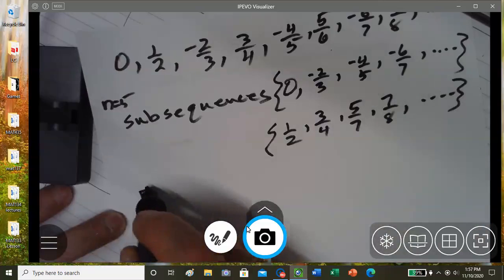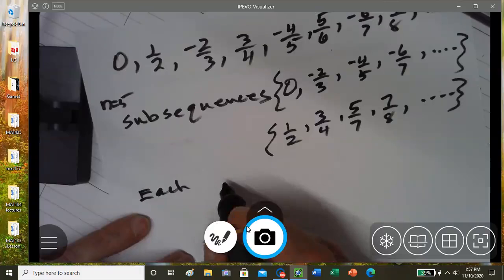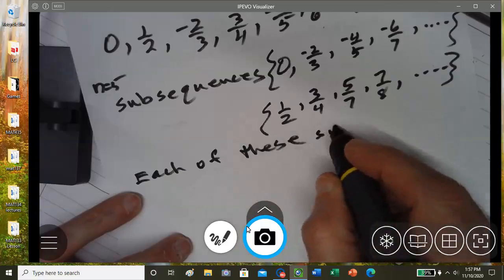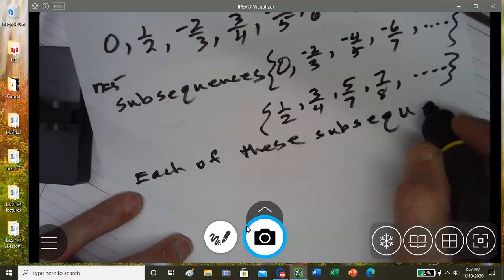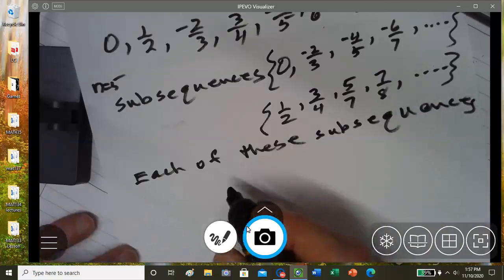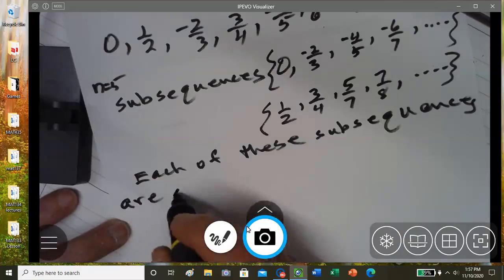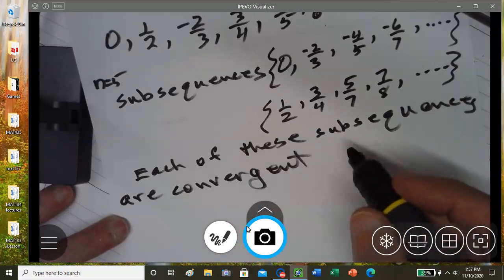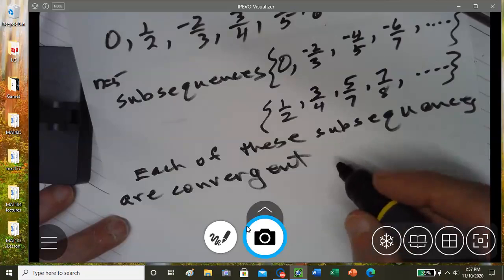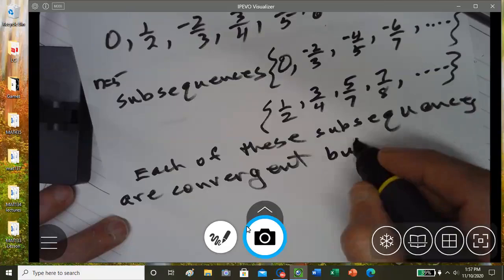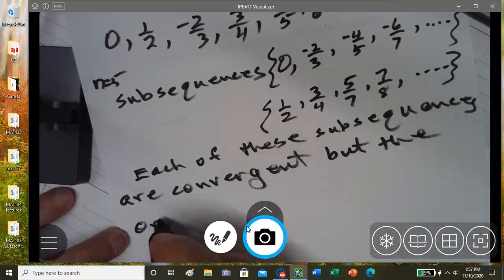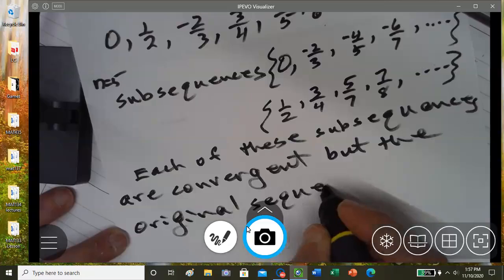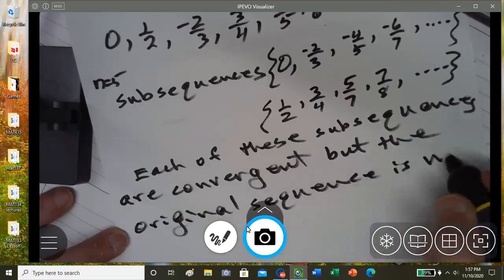So we can say that each of these subsequences are convergent, but the original sequence is not.